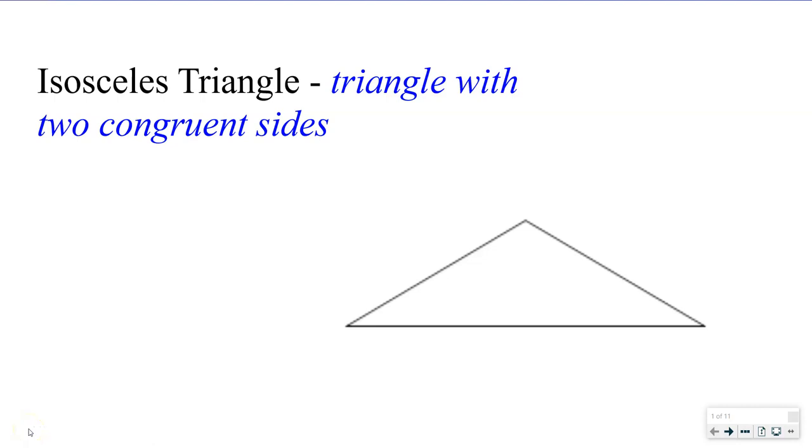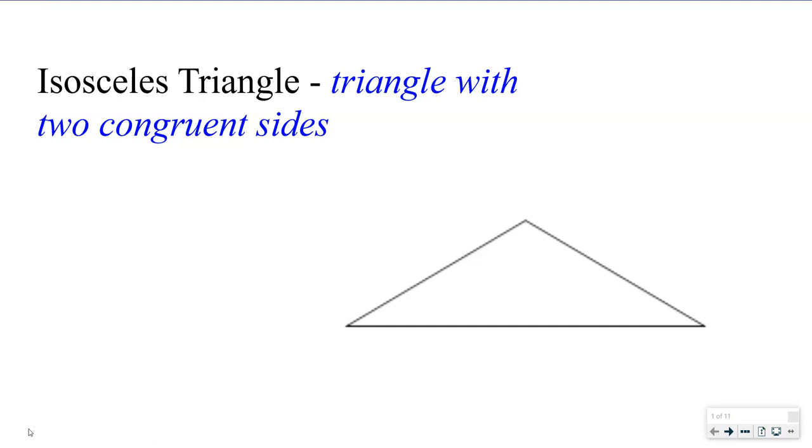Okay, class. Section 4.7, Use of Isosceles and Equilateral Triangles, Part 1. There are 2 videos for 4.7, but there will be 1 homework. So do not do the homework until you have watched both videos.